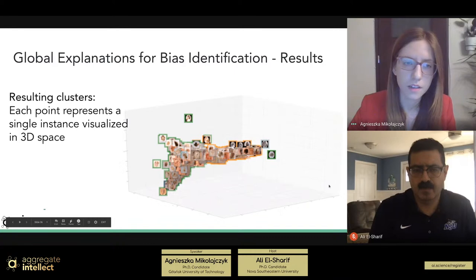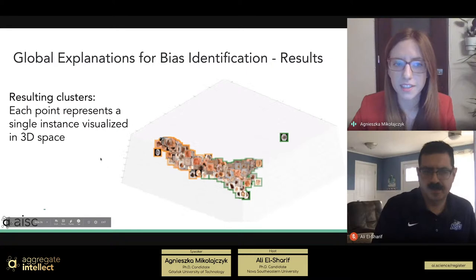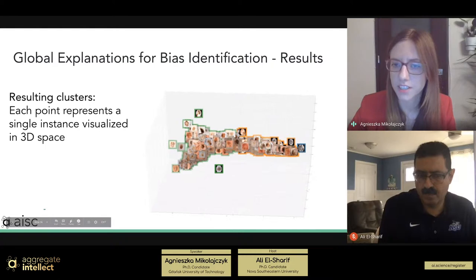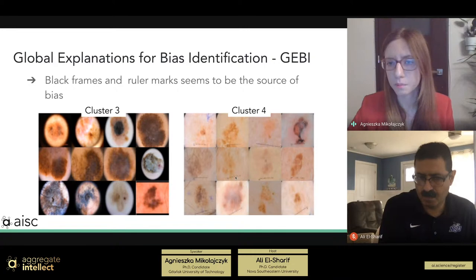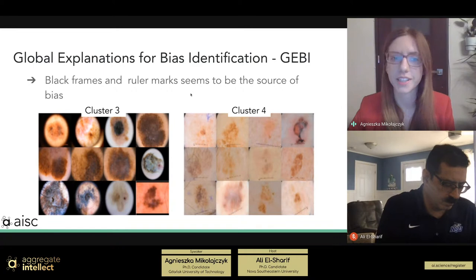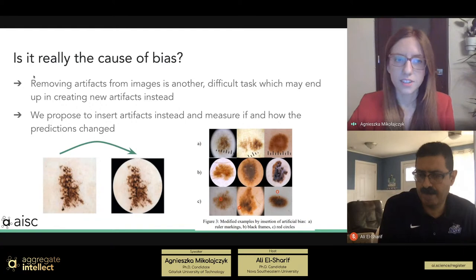Here you can see an animation, and each point represents a single instance visualized in a 3D space. So you can actually compare which clusters are there and how much they are separated from each other. But the most important thing is again cluster third and cluster fourth. We noticed that black frames and ruler marks can even generate two different clusters. So we started to think that maybe those black frames and ruler marks might be the cause of bias.